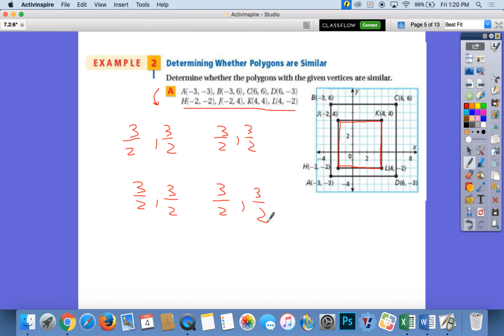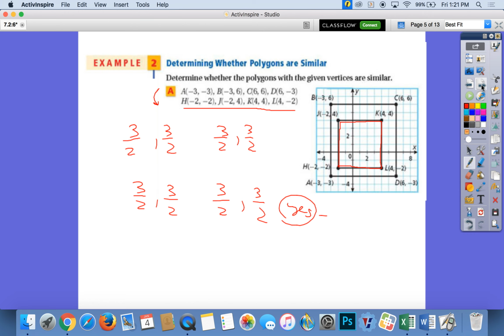Because I have the same similarity ratio for all of my sides, then yes, these two polygons are going to be similar. So your answer to this question is essentially yes. And this is what you're basically doing in your head, or doing some scratch work off to the side.